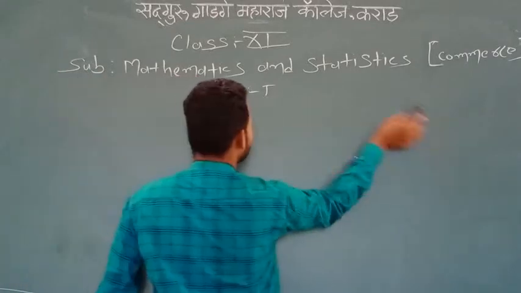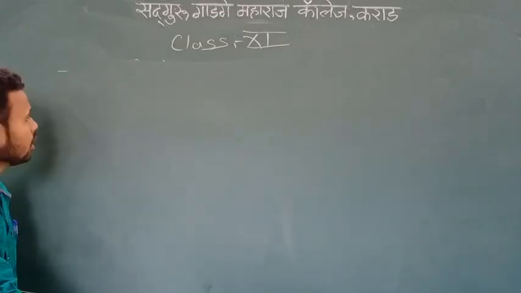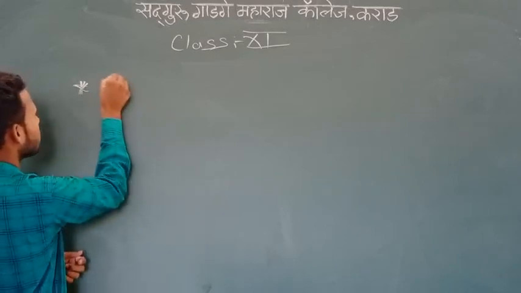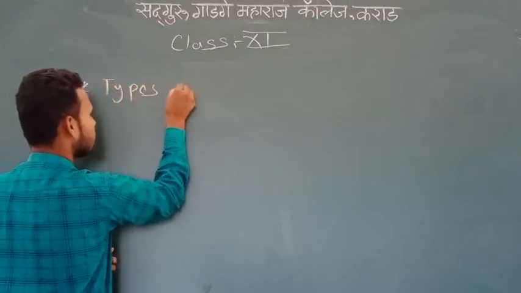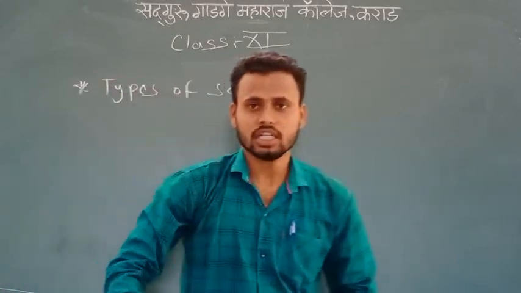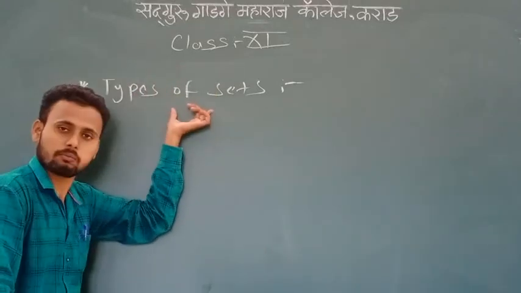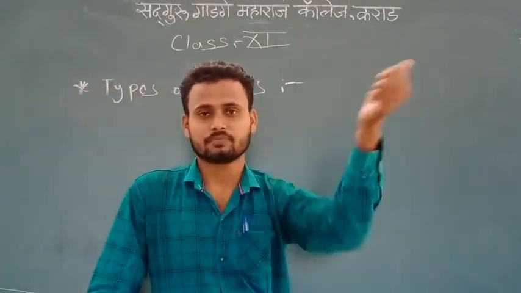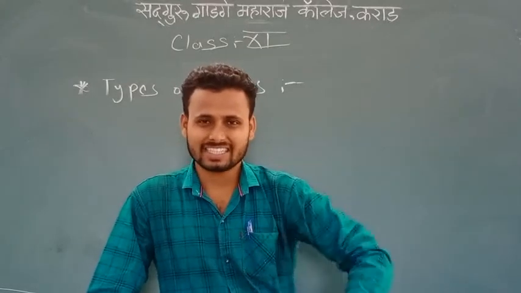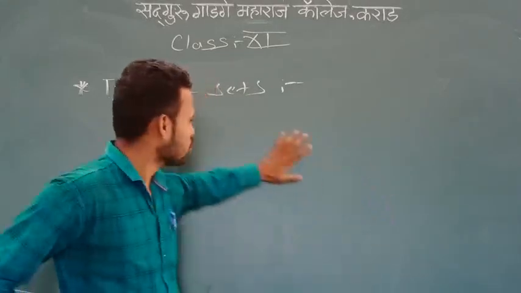Now our next point is types of sets. There are 4 main types of sets. First one is empty set, second one is singleton set, third one is finite set, and fourth one is infinite set. There are only 4 main types of sets.